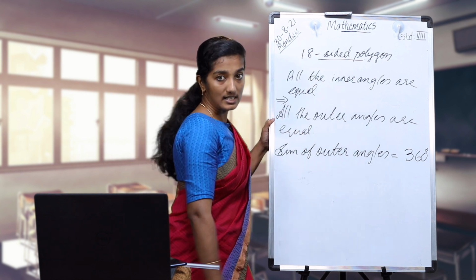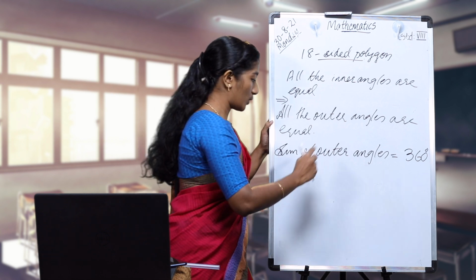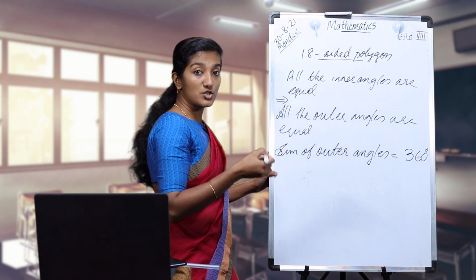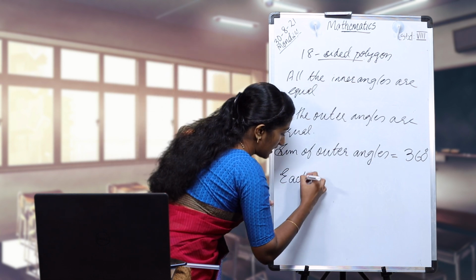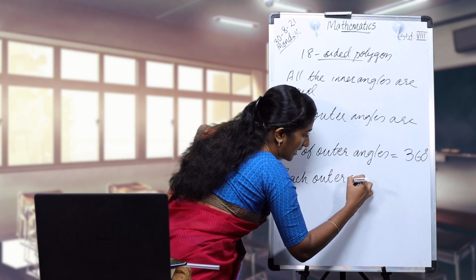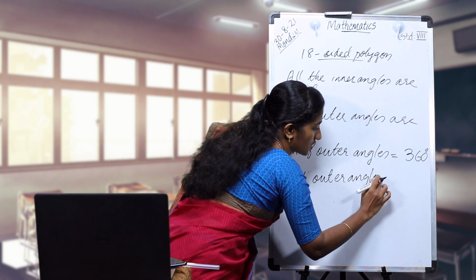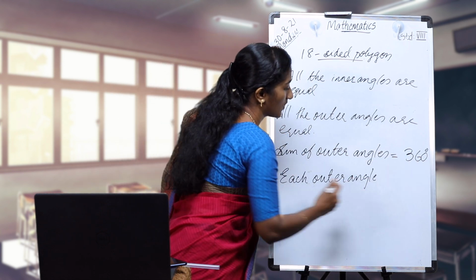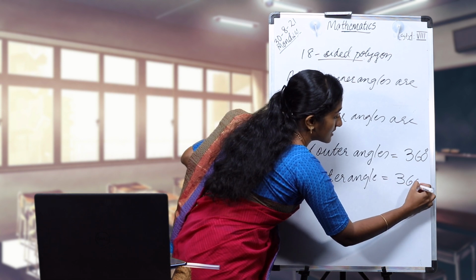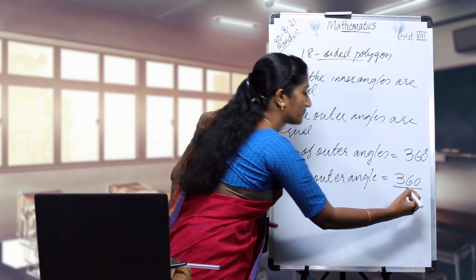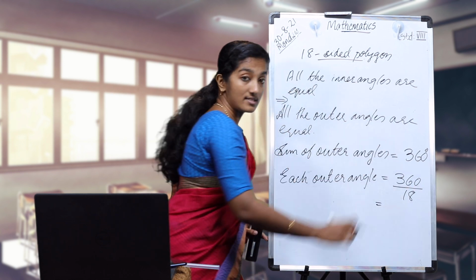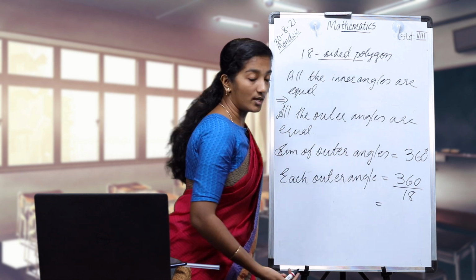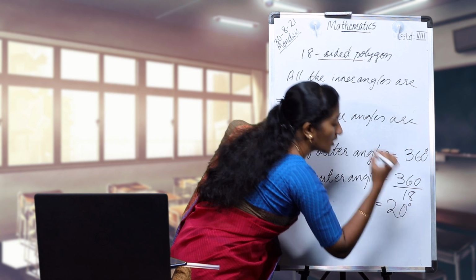The number of sides is 18, all these angles are equal, and we also have the sum of outer angles. So to find the measurement of each outer angle, each outer angle is equal to what? Each outer angle is equal to 360 degrees divided by 18. Very good. The answer will be 20.